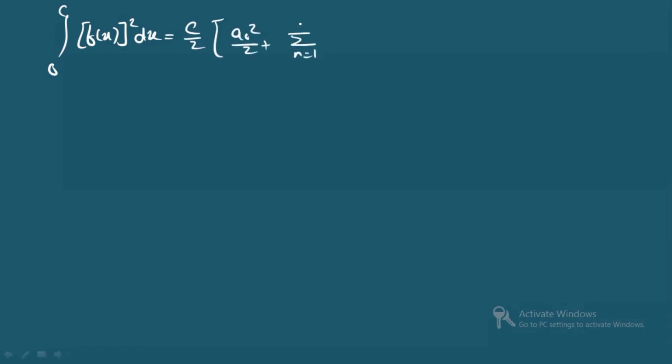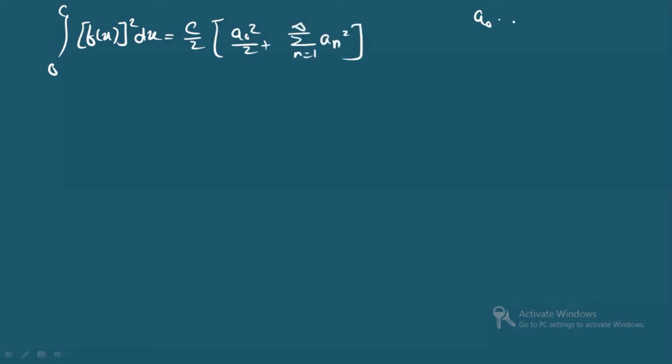So now what will we use? We will use Parseval's formula, right? So what was Parseval's formula? For the cosine series from 0 to c, the integral of the function f(x) whole square dx, on the right hand side you will have c by 2 times a naught square by 2 plus summation n equals 1 to infinity a n square.